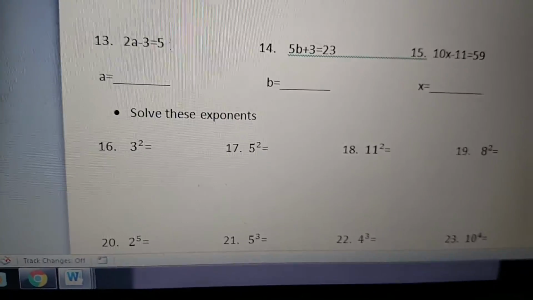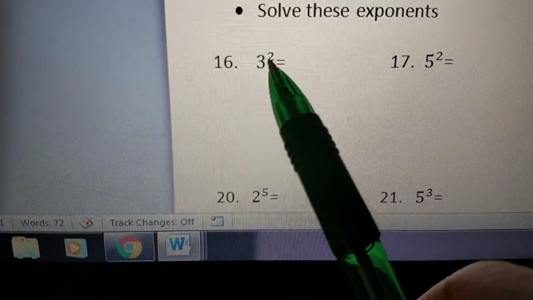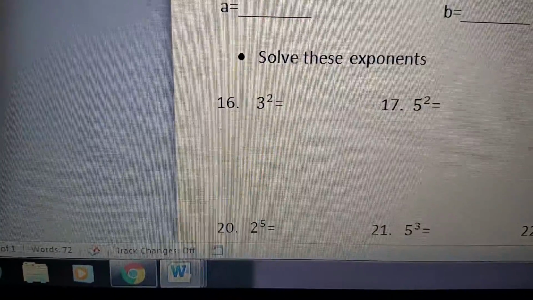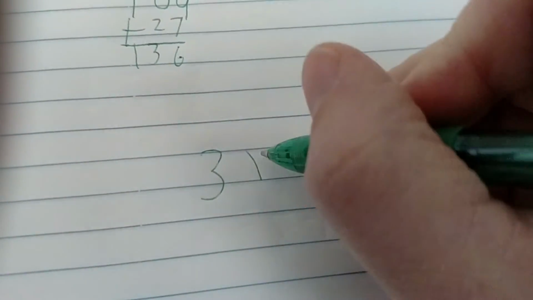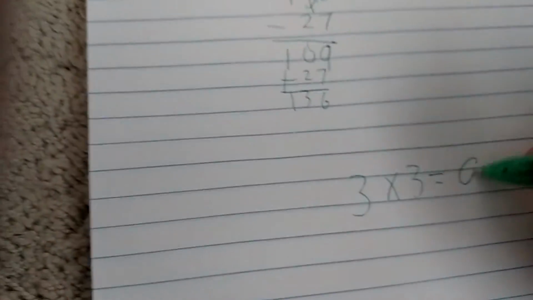Down here we have exponents. An exponent is a little number above the number, right there in the corner of it. This is like repeated multiplication. So I'm doing 3 times 3. I did 3 two times, which gives us 9. With this one, we're doing 5 repeated multiplication, 5 times 5, which is 25.